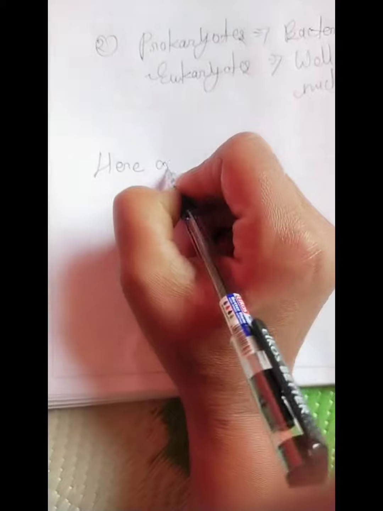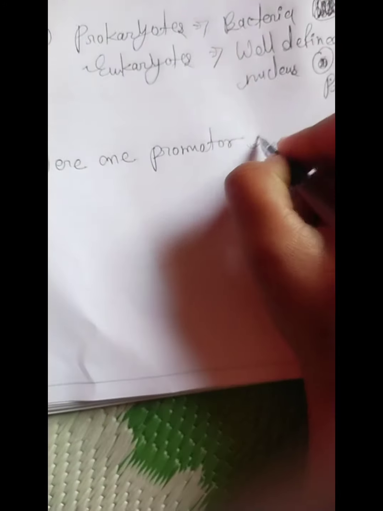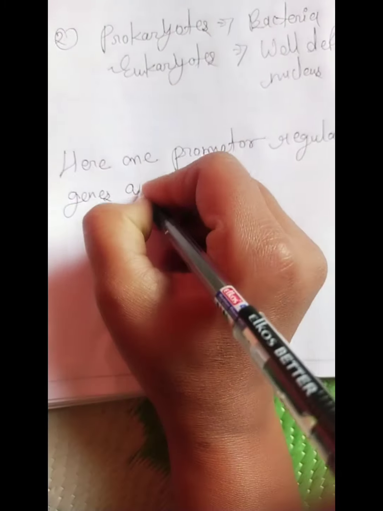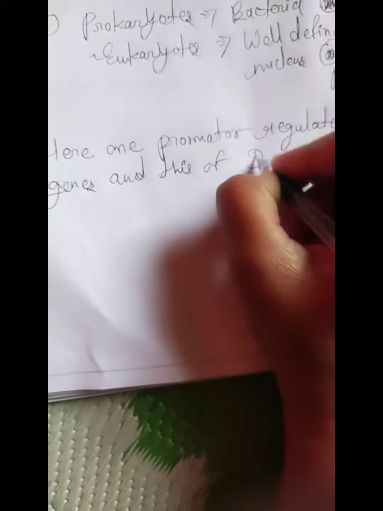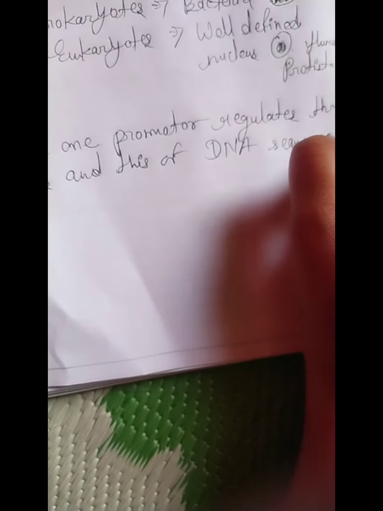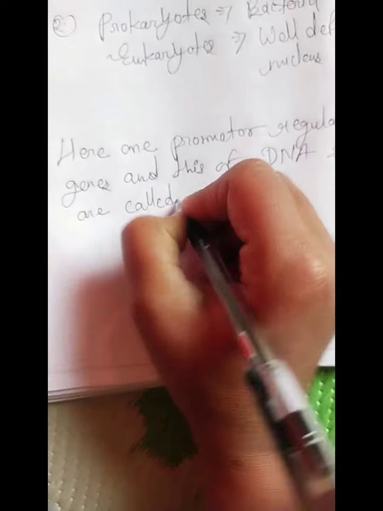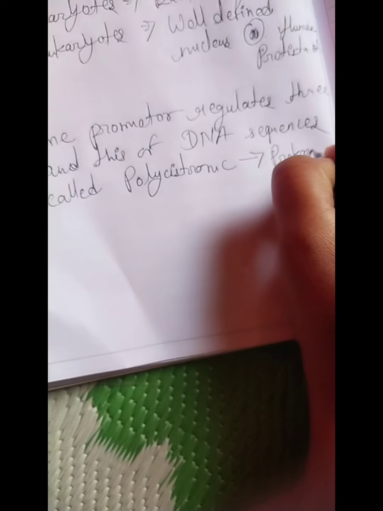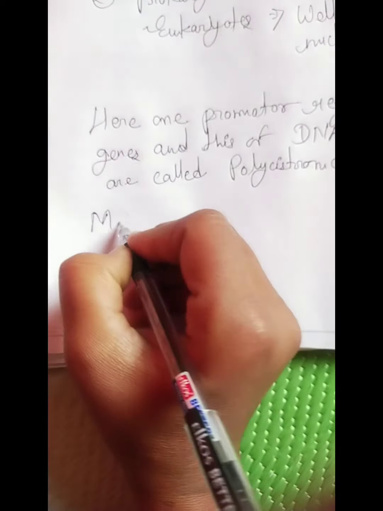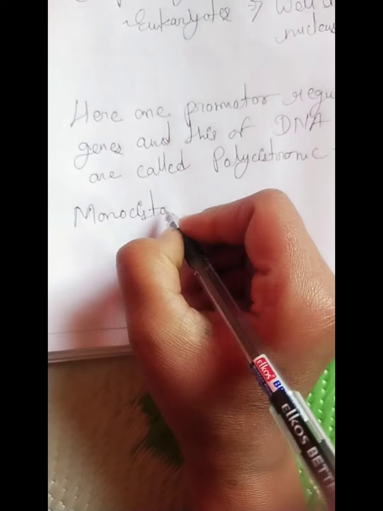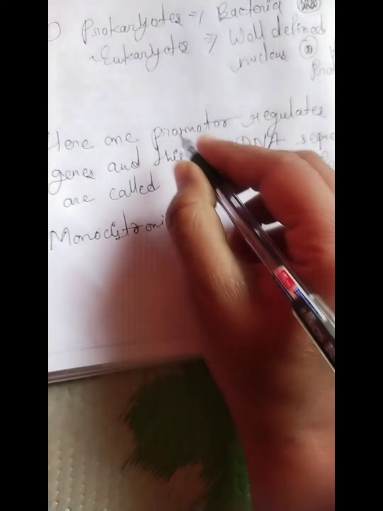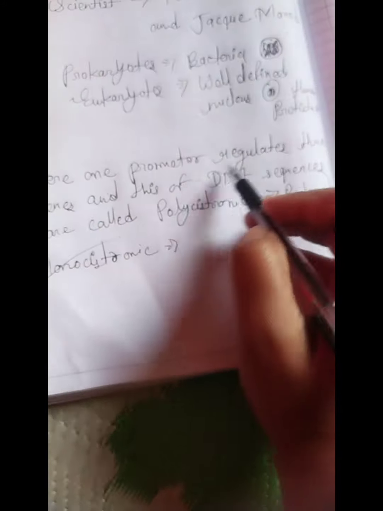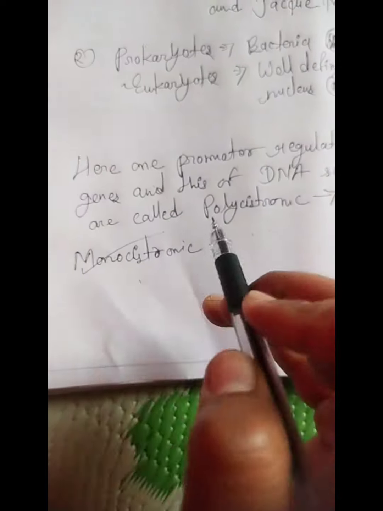Guys, here, one promoter regulates 3 genes, and this type of DNA sequence is called polycistronic, which is found in prokaryotes. Like that, there is one more term, monocistronic. Here, one promoter regulates 1 gene, and this type of DNA sequence is called monocistronic. Just opposite. Here, one promoter regulates 3 genes. Here, one promoter regulates only 1 gene.